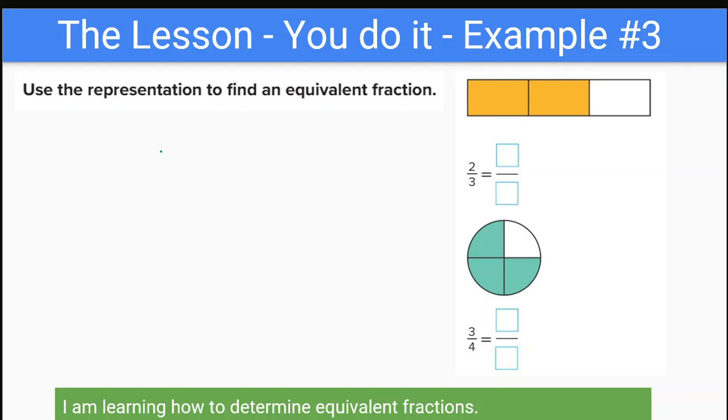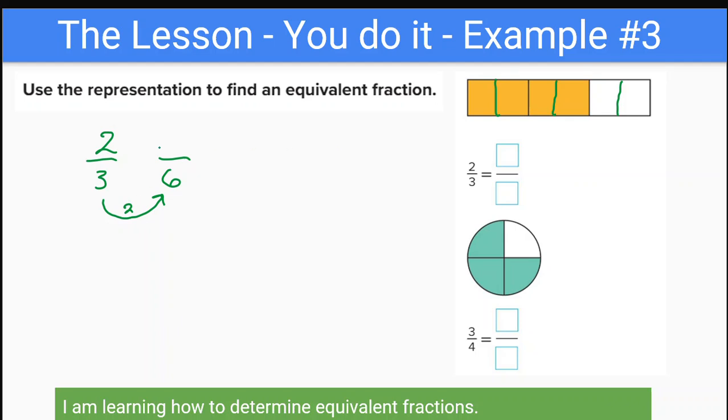All right, here it is again. It says use the representation. They want us to use these models right here to find an equivalent fraction. 2/3 equals what? You don't know what it is. Well, a very simple thing to do would be to divide each one of these in half again. Make twice as many of them. Now, so instead of having 2/3, we now have 1, 2, 3, 4, 5, 6. We now have it in sixths. I divided each one of these in half, so that's twice as much, or times 2. 3 times what is 6? 3 times 2.